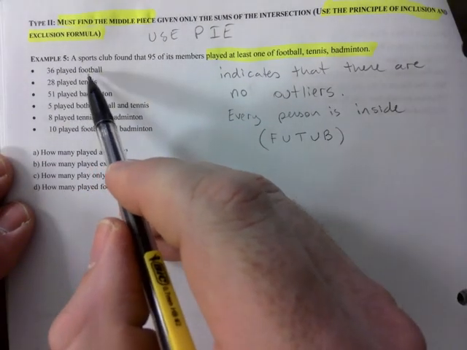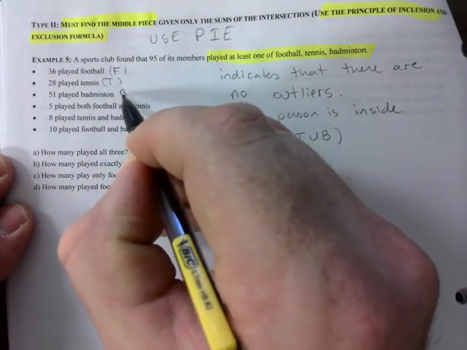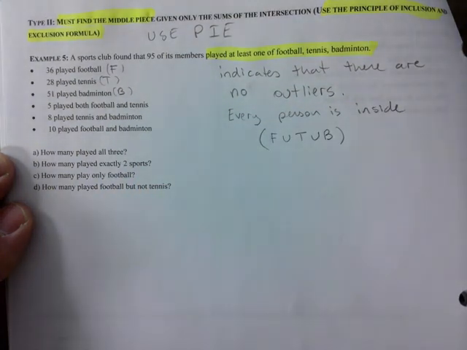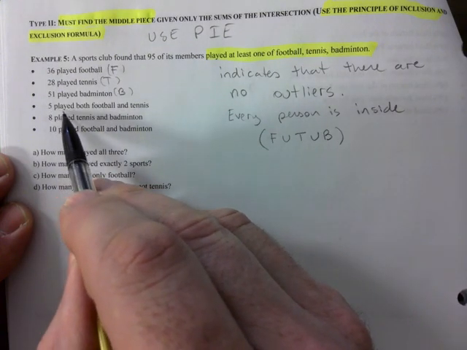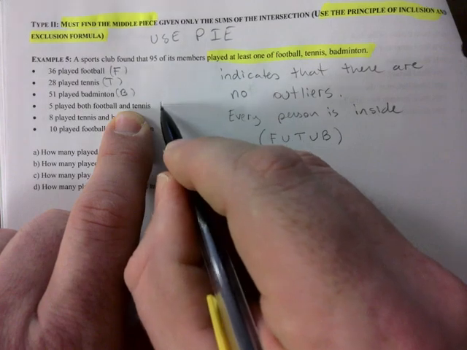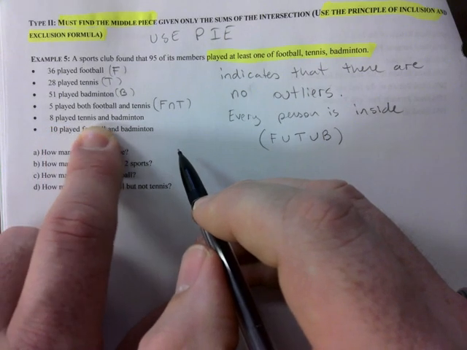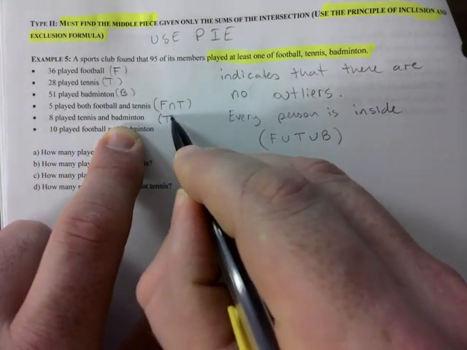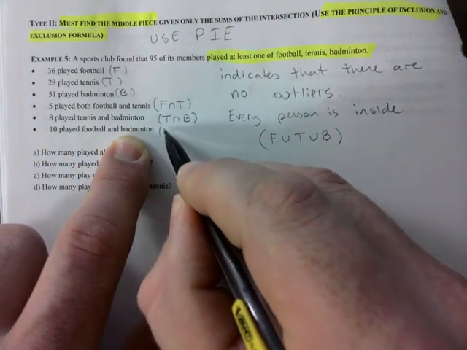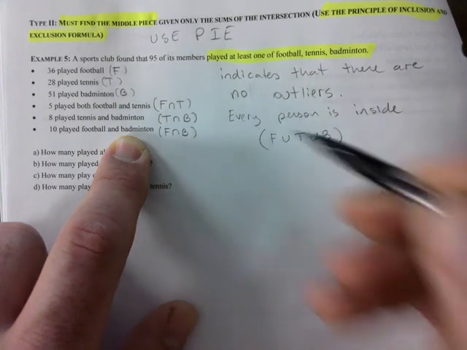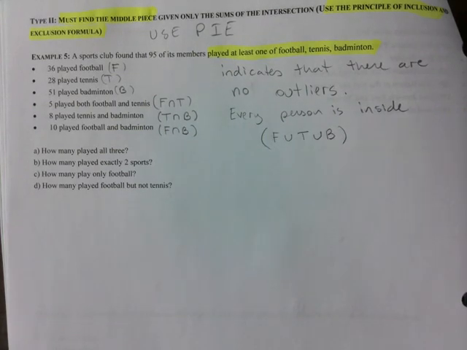So let's see here. 36 played football. We're gonna call that F. Tennis, badminton, it's just straightforward, right? It doesn't say only this or only that. It's just saying in general. There could be an overlap. 5 played both football and tennis. So this is your F and T. 8 played tennis and badminton. So that's your T and B. And 10 played football and badminton. Before you answer, start your Venn diagram, guys.